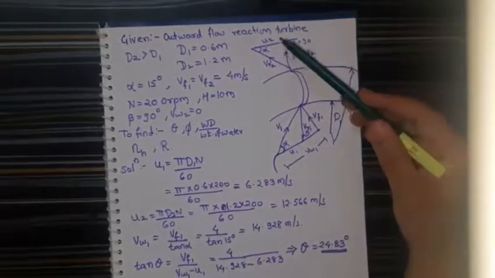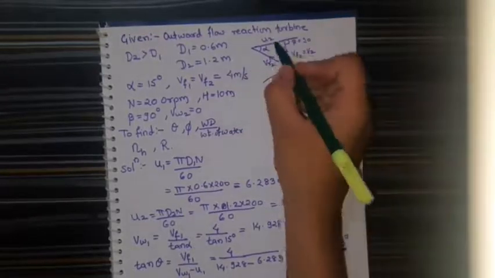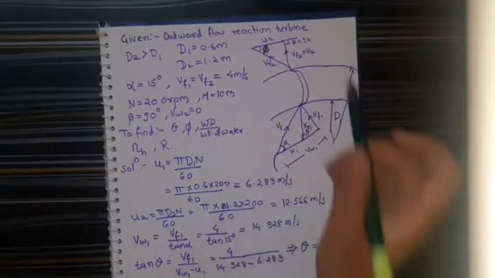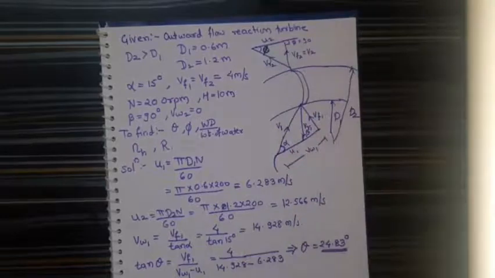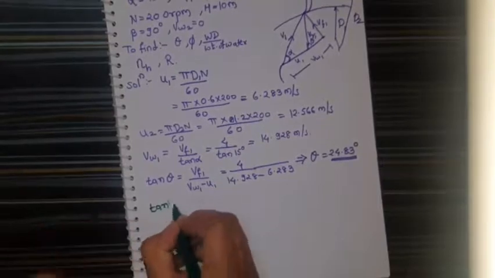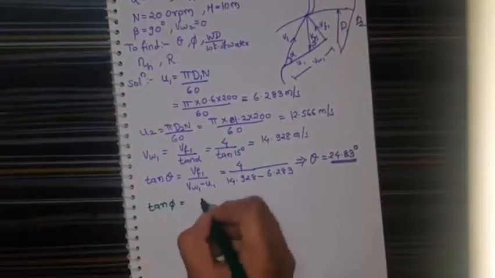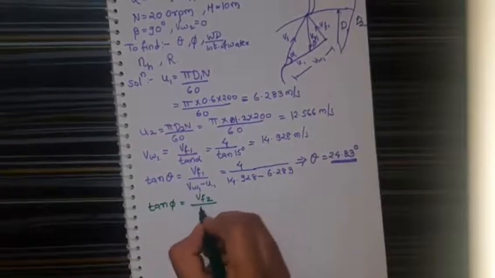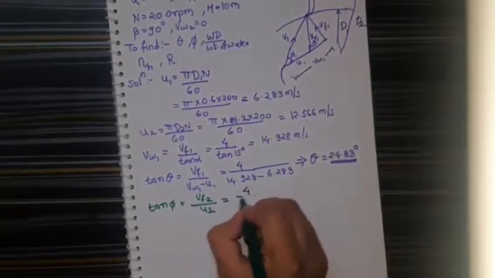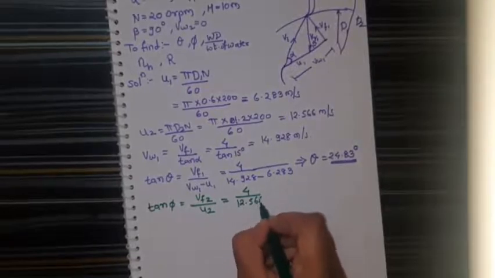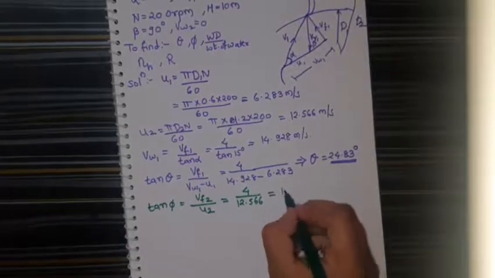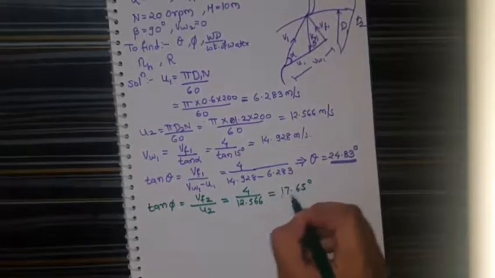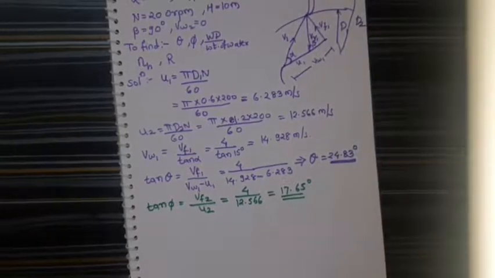Now let's move to the other angle, that is phi. Here u2 is known to us, Vf2 is also known to us. So simply by using tan phi we can find the phi angle. Let's write down tan phi is equal to Vf2 divided by u2. So 4 divided by 12.566, and its value is equal to 17.65 degree. Now we have got two values.